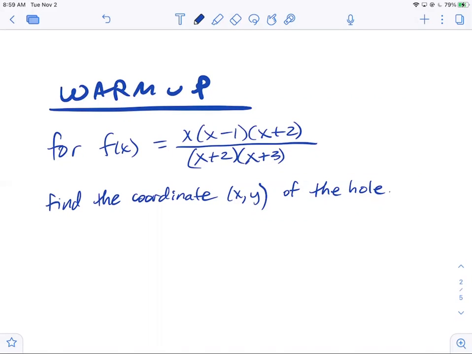All right, so just to review on how to find holes, earbuds out, right?